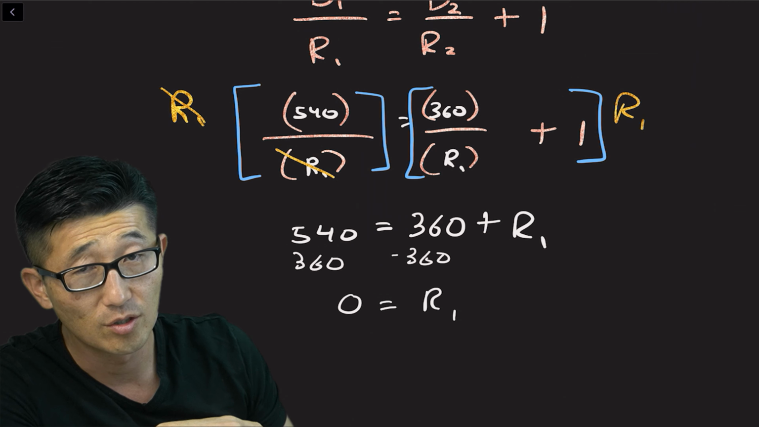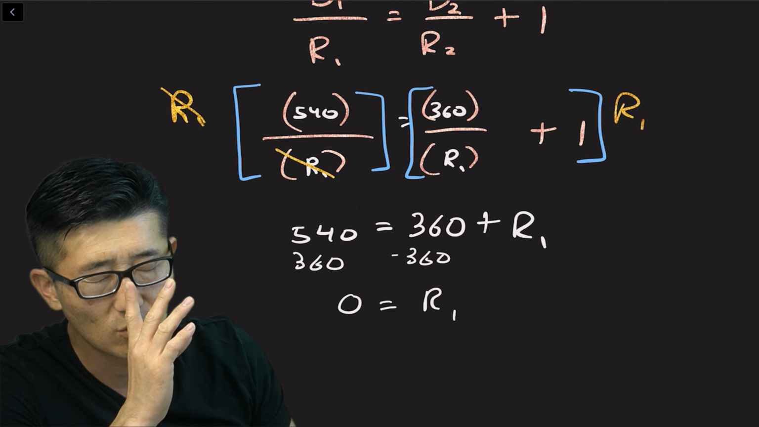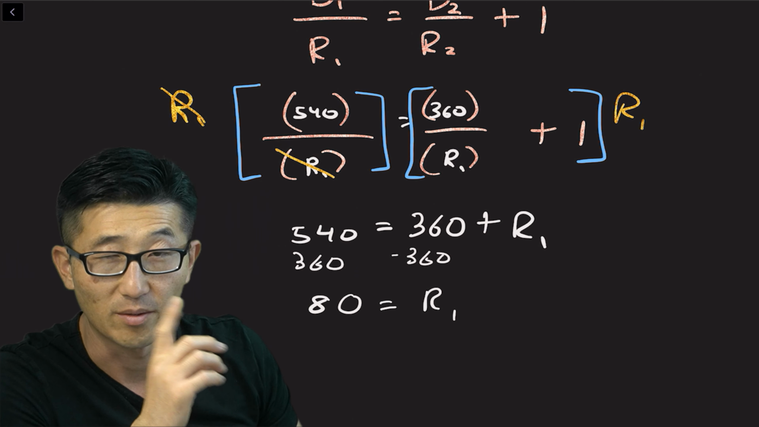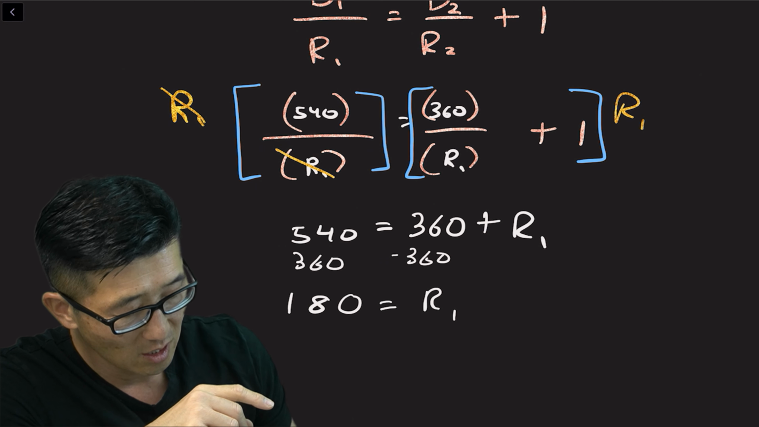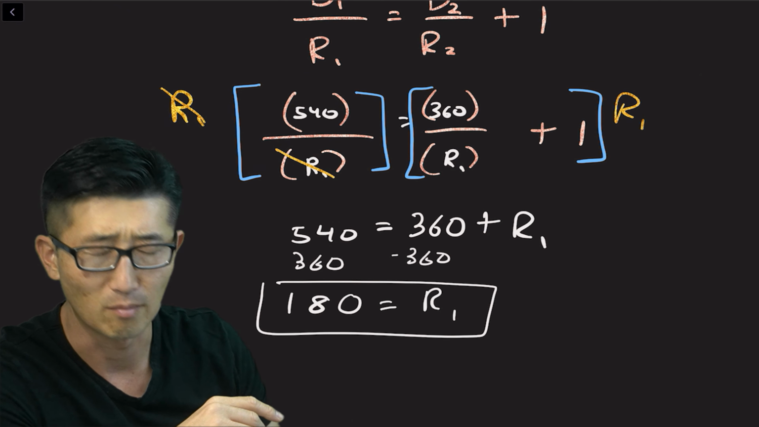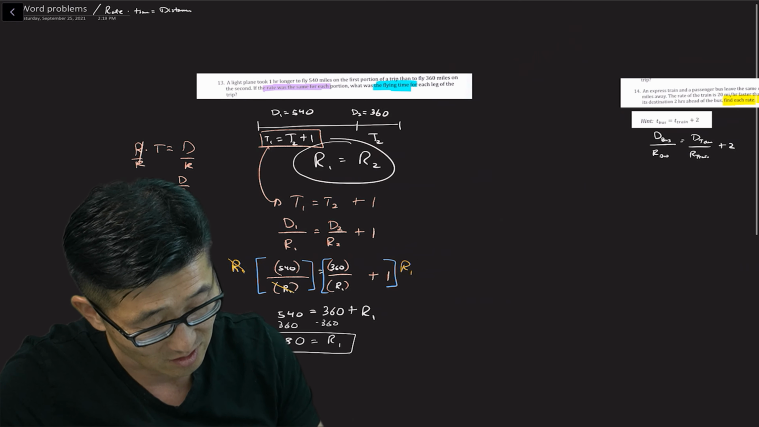So 0 minus 0, 0, 14 minus 4 minus 6, what's that? 10 minus 4, 4, 8. Okay, sorry, I'm just doing this in my head. 4 minus 3 is 1. The rate of the first train is 180 miles. That's kind of fast, huh? What is this going?